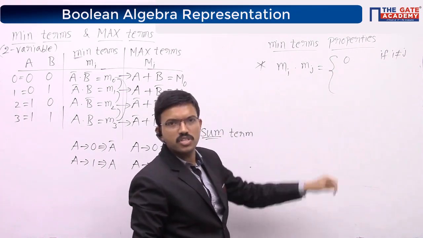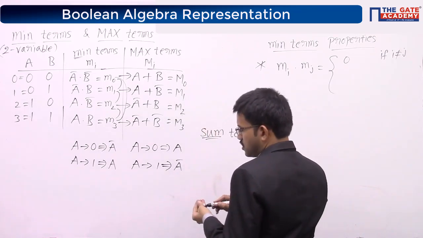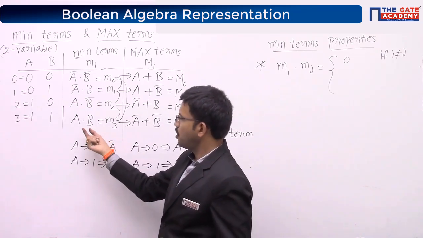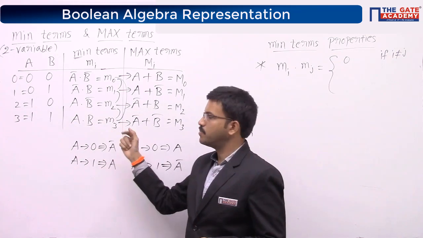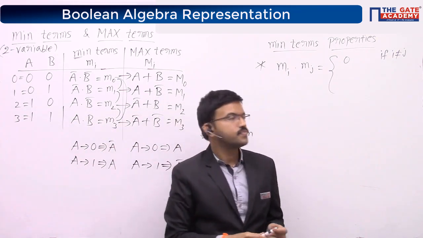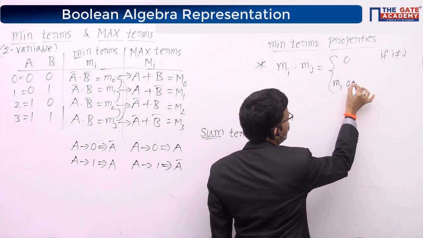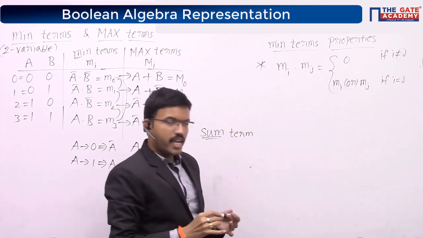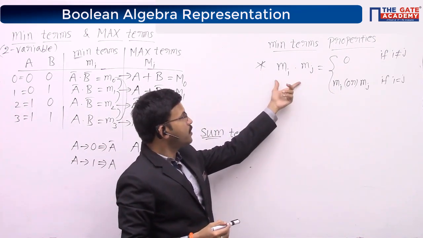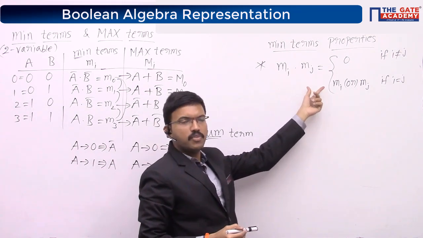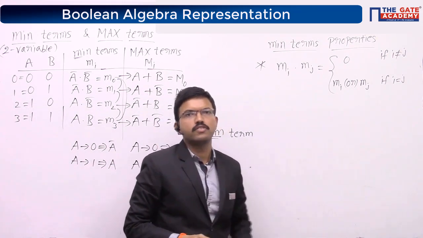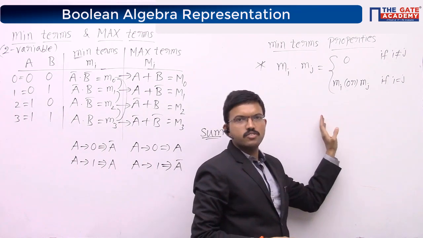If i and j are both the same, that means, see here, suppose AB you are multiplying with AB, you will get AB only. That means the same minterm you will get, right? So if i equal to j, then it will be either mi or mj. If you are multiplying the minterm with the same minterm, the answer will be the minterm itself. Okay, so these are the properties of minterms.